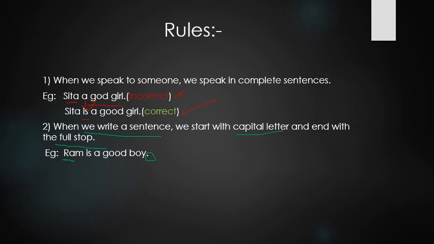Ram is a good boy. Rules once more I'll revise. When we speak to someone, we speak in complete sense. Sita, a good girl, is wrong. Sita is a good girl is correct. When we write a sentence, we start with capital letter and end with the full stop. As you can see in the example, for Ram, R is capital and at the end of the sentence, I have put a full stop.